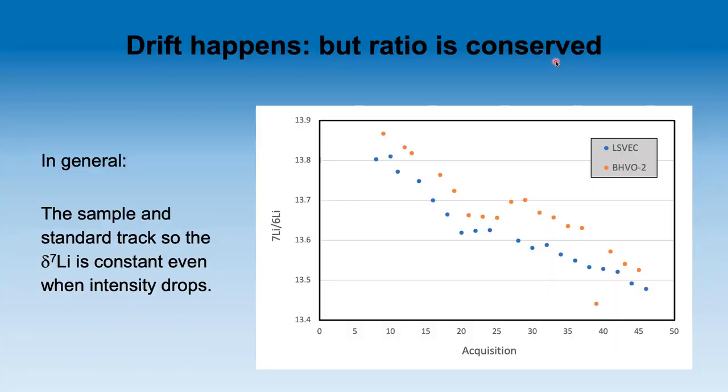And so this is an example of one that happened. So this is BHVO over ELSFAC. And we could see these are different acquisitions over time. And yeah, drift happened, but everything tracks. So our 7/6 for BHVO divided by our 7/6 for ELSFAC remains reasonably constant. There is a little bit of variation here, and we have a point that's, you know, those things happen, but for the most part, you can see these two track each other the entire time. So our ratio and our del value is conserved, even when intensity drops or things change over time.